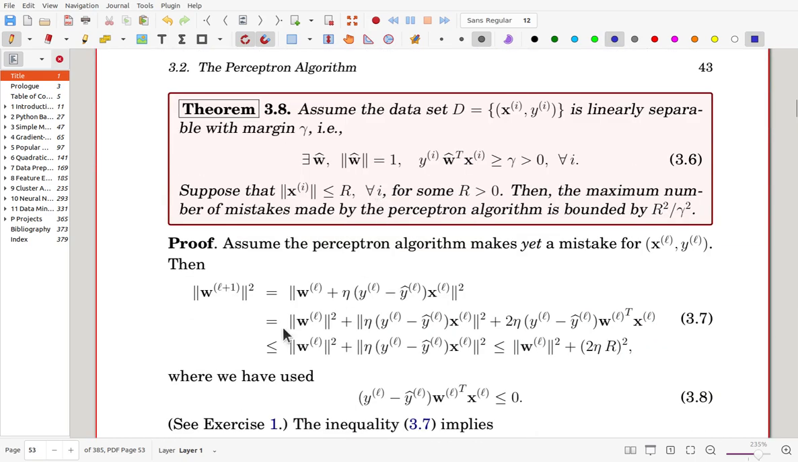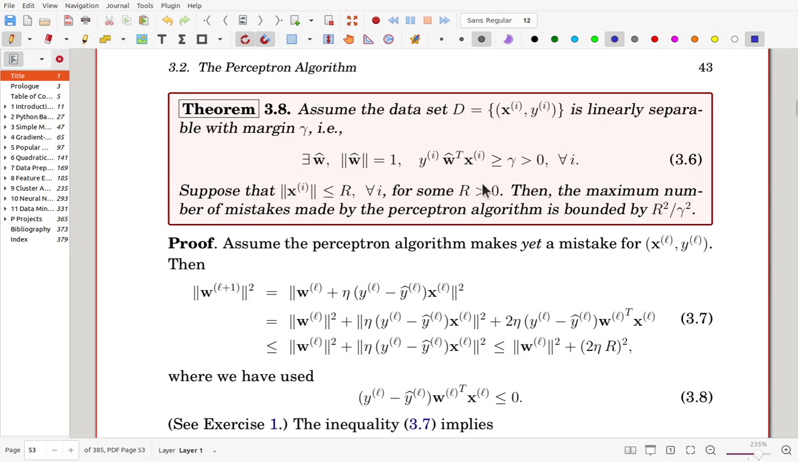Okay, here we have a theorem for the perceptron. Assume that the data set xi, yi, feature vectors and labels, is linearly separable with margin gamma.